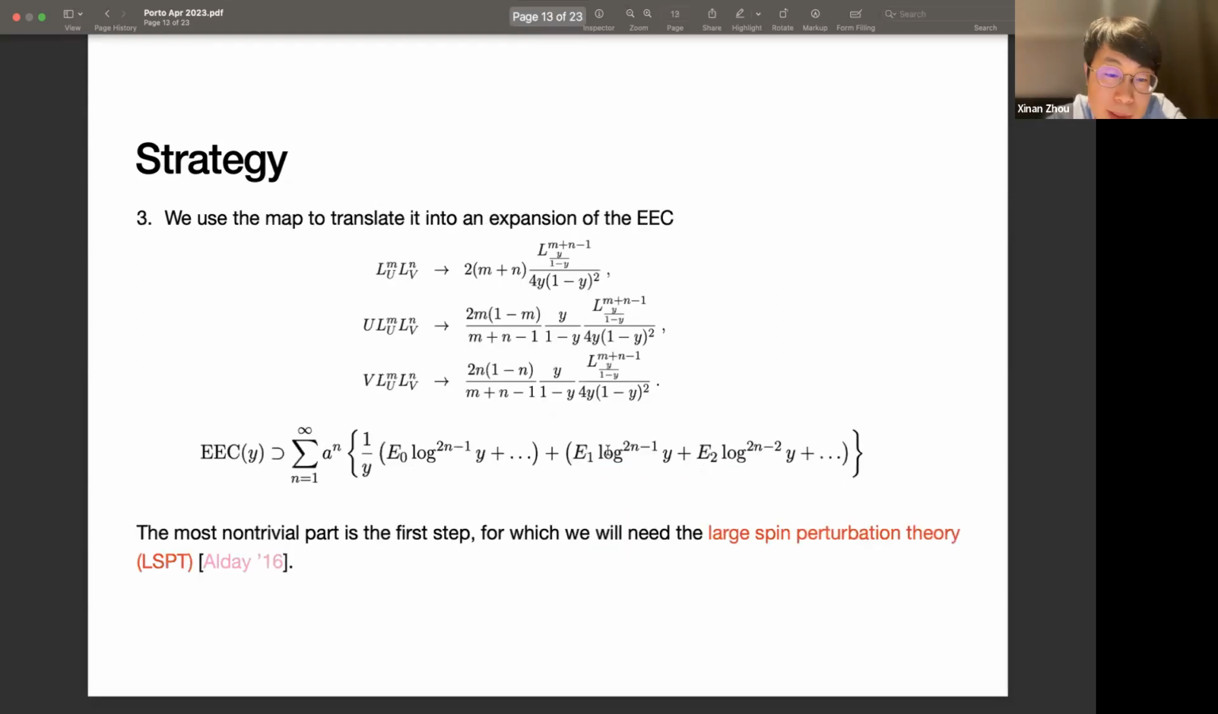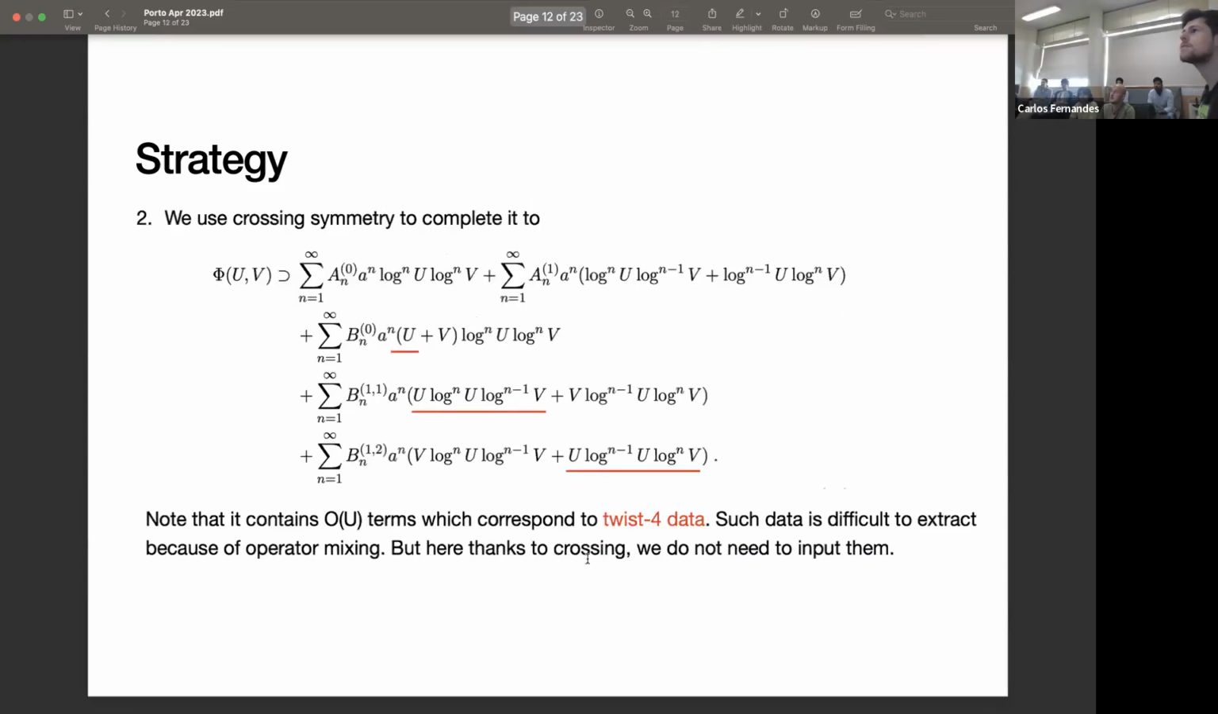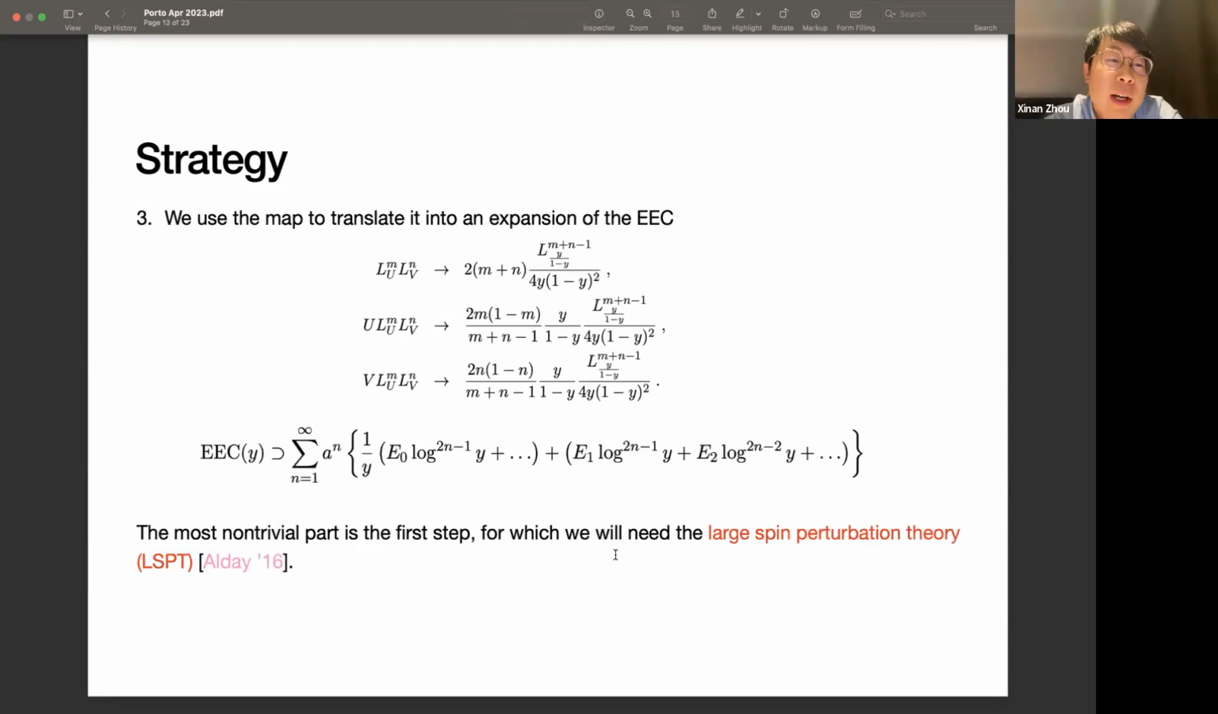But if our goal is just to compute the EEC to this order, we only need the tree level and one loop. So that's the goal, and this is the data we need. But you're absolutely right, in the literature we definitely have more data. Thanks for the question.